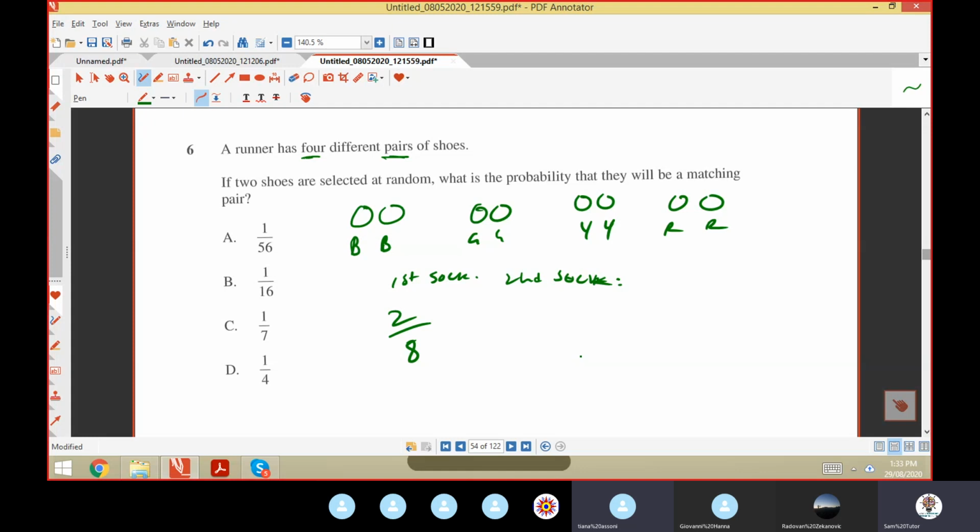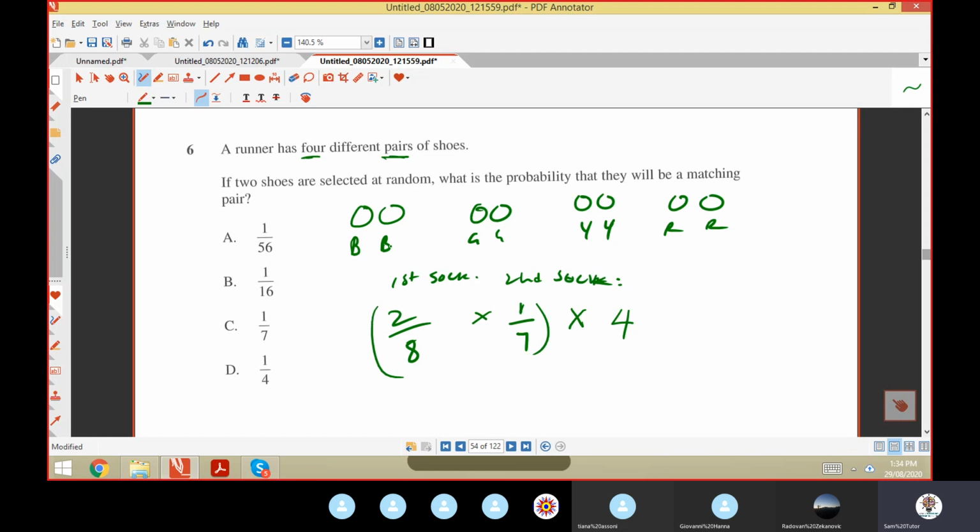Your second sock. What must it be? Don't you times it by 2 on 8? You can. 1 on 7, because you would have already selected a blue sock. Oh, yeah. Does that make sense right now? And then what? It's not done. What must you multiply all of that by? Why? Because there's 4 possibilities.